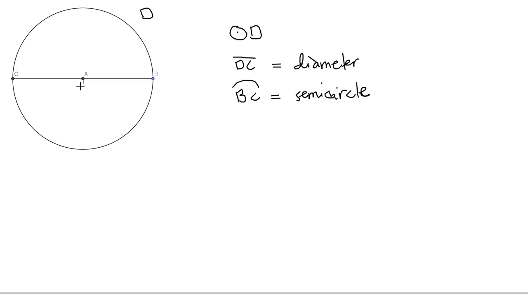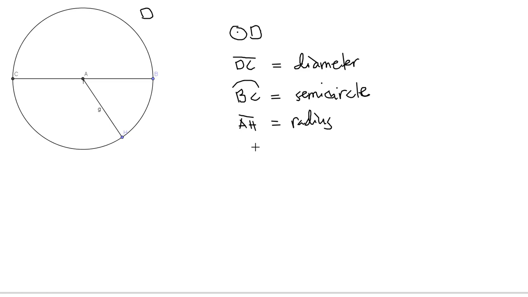Okay, so if I'm going to draw a line from A to a certain point here, we will call it H. So the line AH is the radius. And the radius is always half the diameter, or the diameter is always double when compared to the radius.